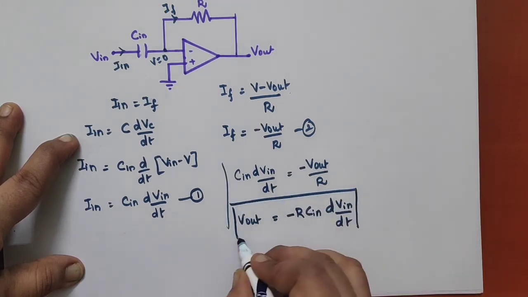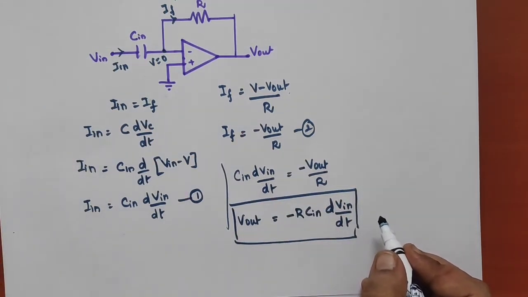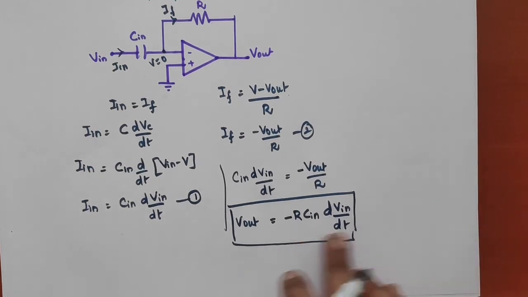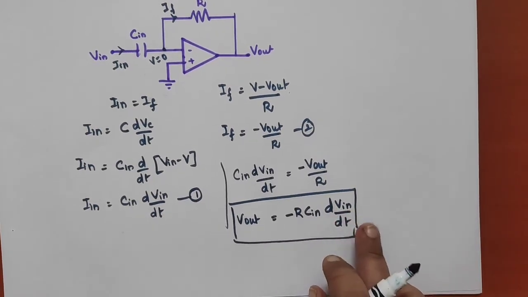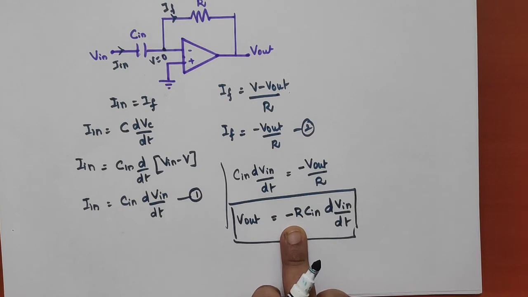This is the voltage equation of the differentiator. Here the output voltage is the derivative of the input voltage, and the negative sign represents the phase shift as the input signal is given to the inverting terminal of the op-amp.